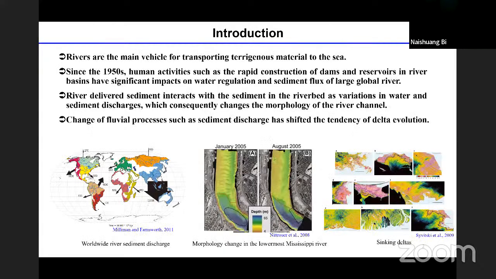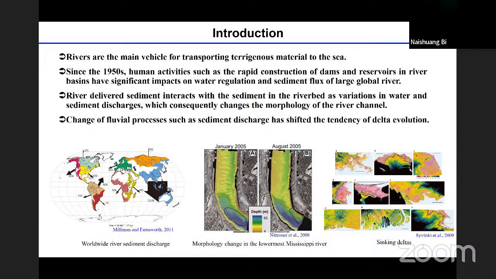So we all know the importance of rivers because they connect land and oceans. They deliver as much as 19 billion tons of sediment to the sea every year. Since the 1950s, human activities such as the rapid construction of dams and reservoirs in river basins have had a significant impact on water regulation and sediment flux of global rivers.